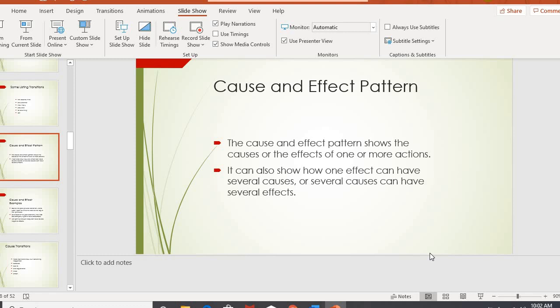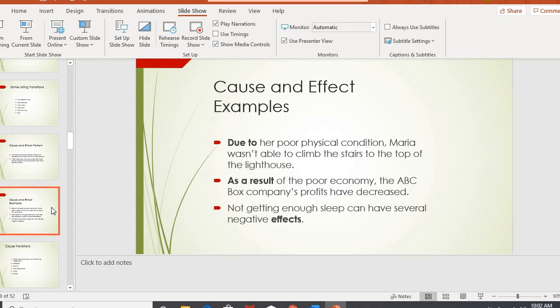Or maybe you have A happen and B, C, D happen. Or vice versa, A, B, C happen and it leads to D. So it's just, for me, using the words like the reason and the result. So the reason something happens and the result of that occurrence. So here are some examples.